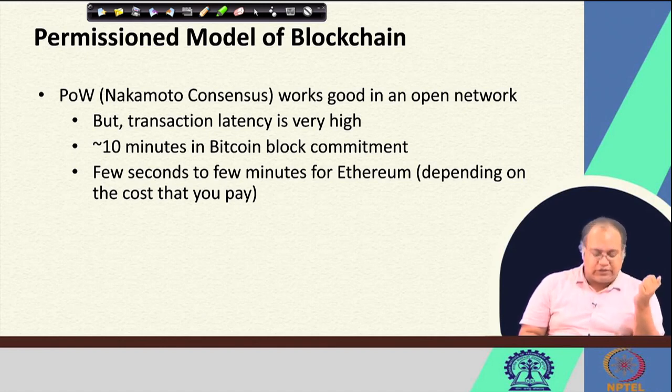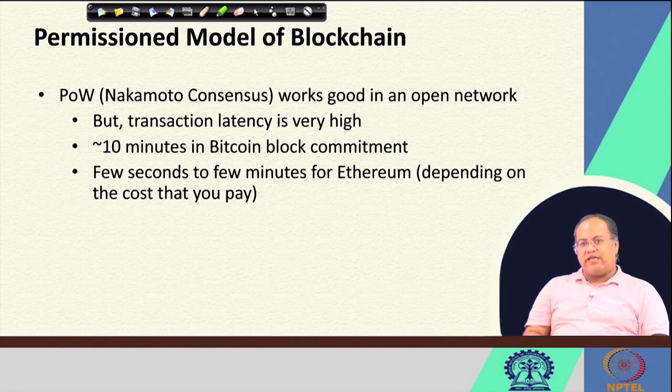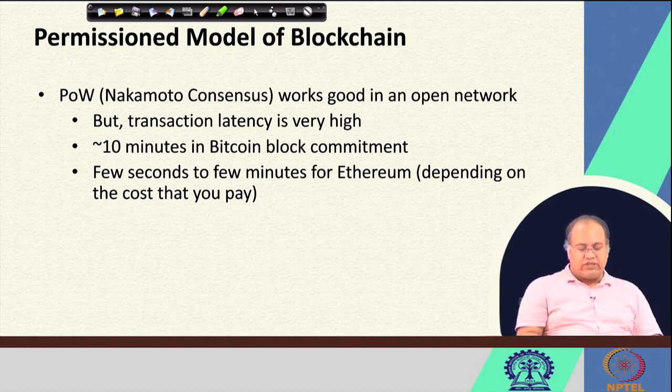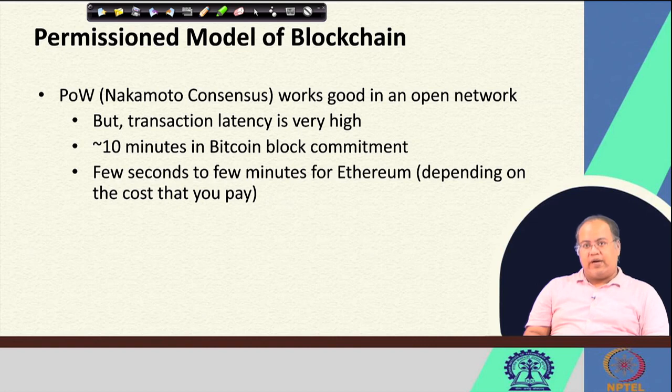Now, in case of the Ethereum blockchain, it is something like a few seconds to a few minutes, depending on the cost that you pay. Well, so Ethereum has a different model of execution, and based on that model of execution, it takes from a few seconds to a few minutes. So, that way this transaction latency is very high and the transaction throughput is very low. Because the latency is high and the throughput is low, you really cannot apply such kind of applications in a realistic environment, or rather a realistic environment in the context of enterprise applications like supply chain management.